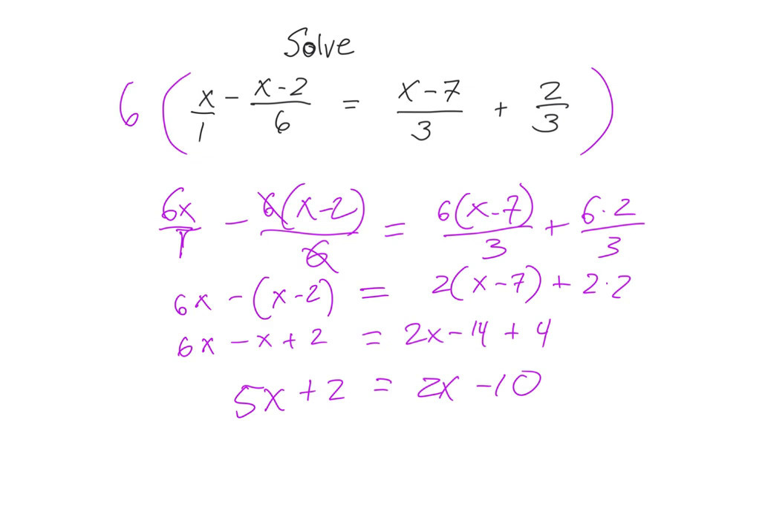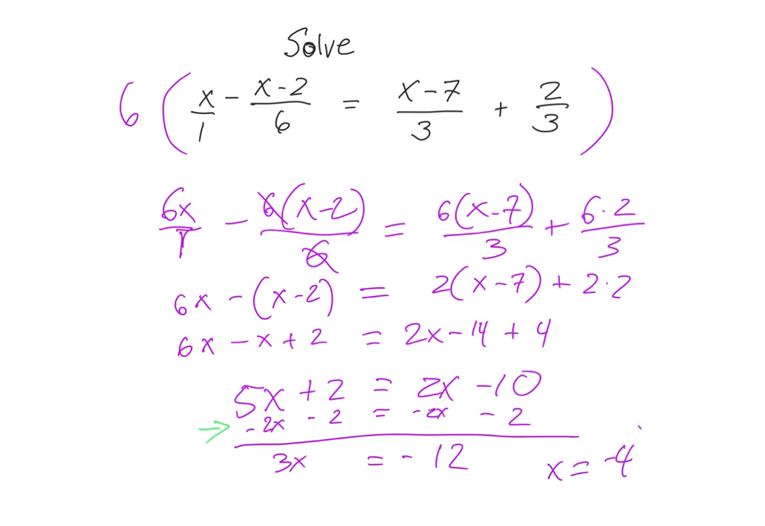Now I need to move, because again, ultimately at the end, I want to get my x's all the way on one side and my numbers on the other. So I will subtract 2x from both sides. And I'm going to double this up. I'm going to subtract 2 from both sides. I can put my equal sign here as well, because these are identical things. Negative 2x minus 2, negative 2x minus 2 are the same. So that way, when I finish up that arithmetic, I'll have 3x equals negative 12, divide by 3, x equals negative 4.